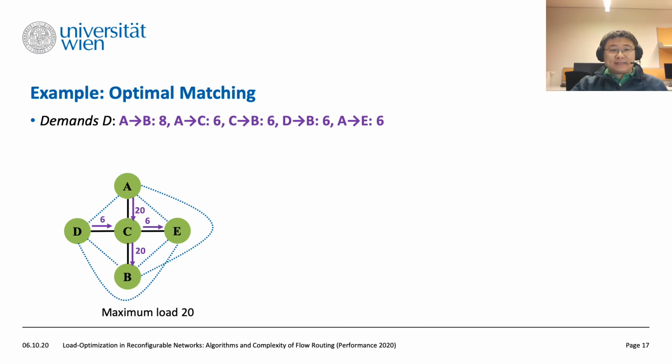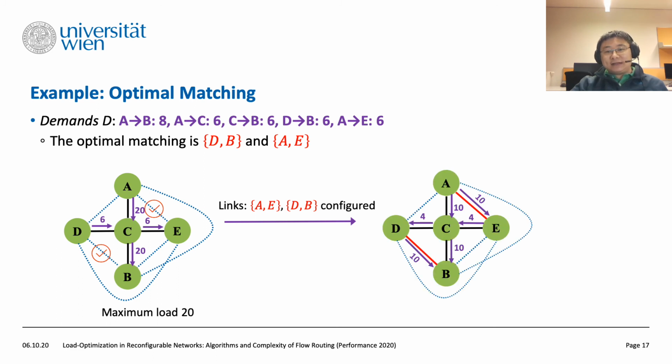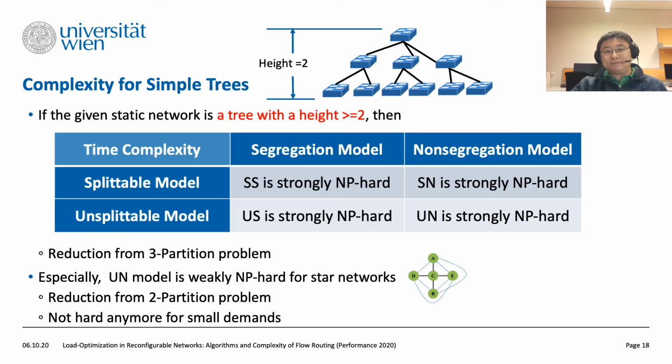But actually, for the same demands, the optimal matching is to choose DB and AE. After configuring AE and DB, we obtain such a hybrid network. By computing the optimal routing, we found the max load on this hybrid network is just 10. By this example, we know it's quite critical to choose the right matching to obtain this hybrid network.